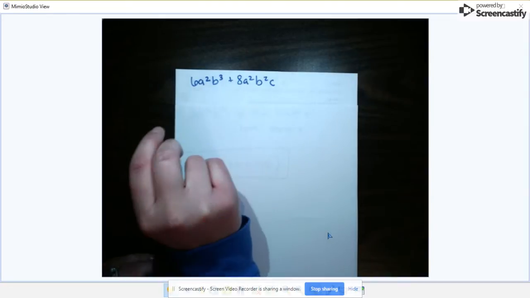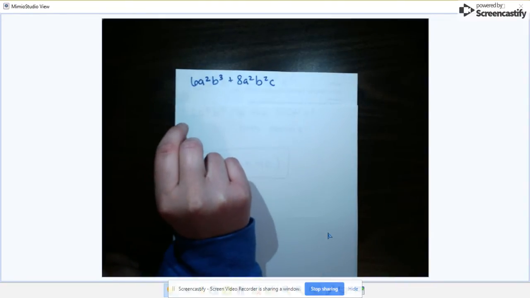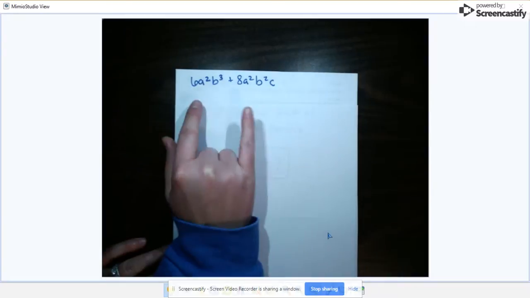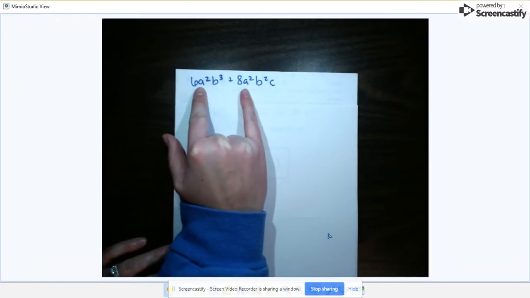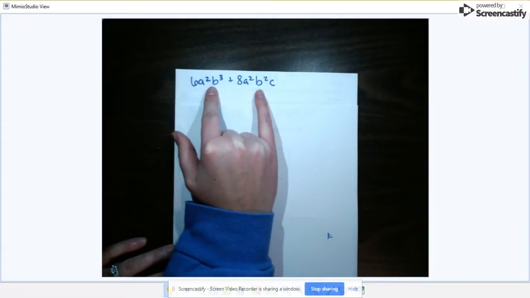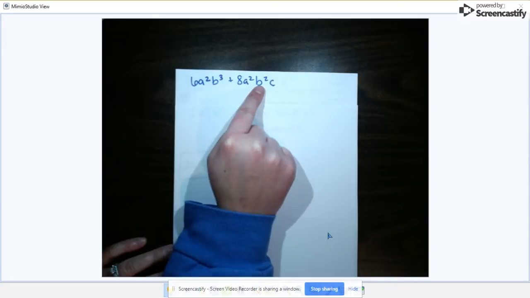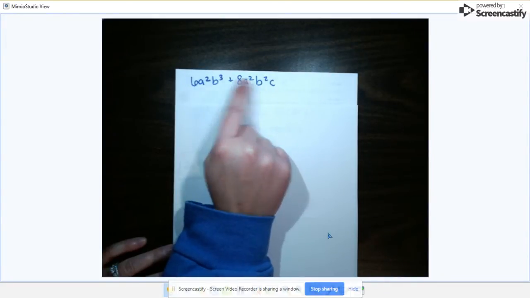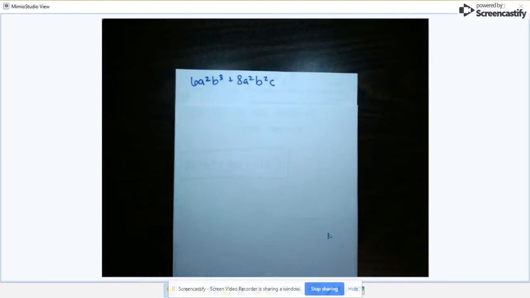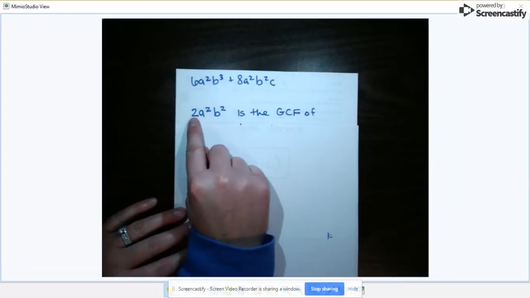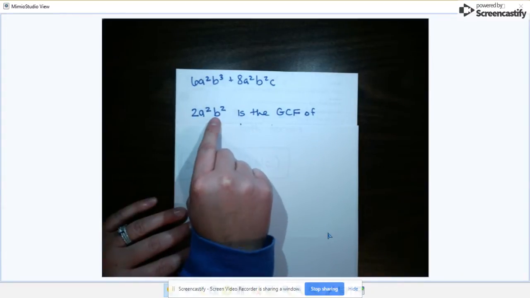Step 2 says take the greatest shared power of every variable. Well, they both have an a, and they both have an a squared, so we can take an a squared out. They both have b's. This one has 3 b's, this one has 2 b's, so as many b's as we can take out would be 2. And then they don't share a c, so we can't have a c in our greatest common factor. So our greatest common factor is 2 a squared b squared.